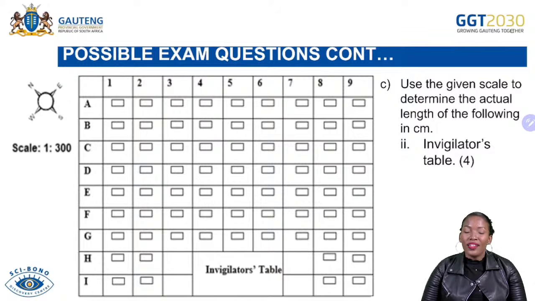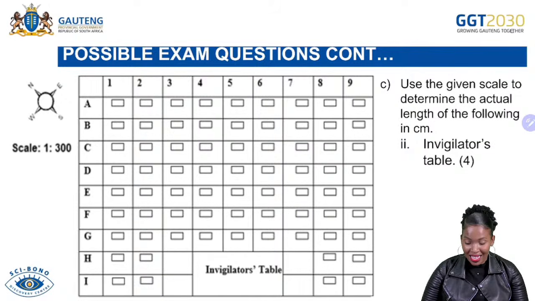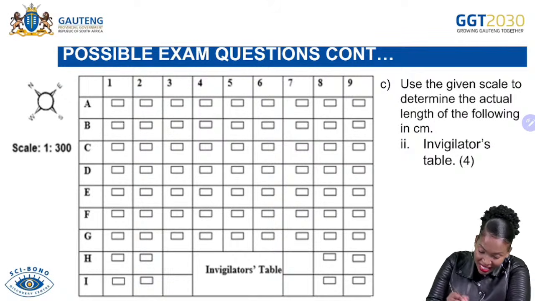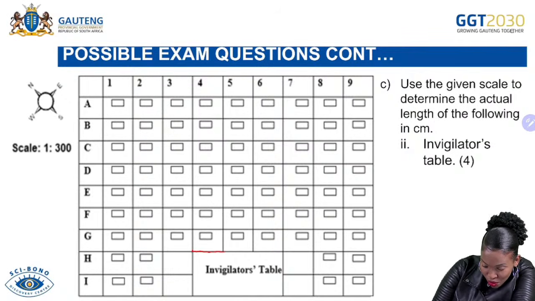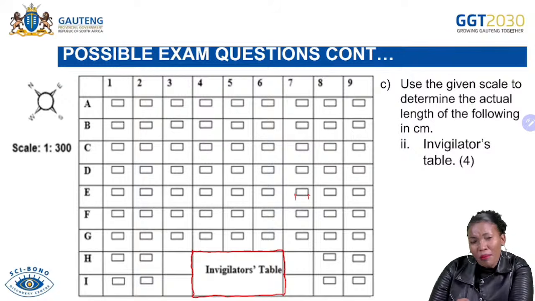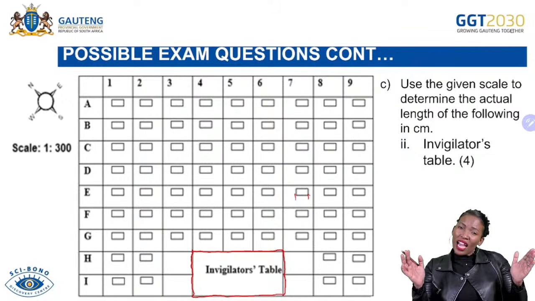Guys, I would have loved for you guys to try this one on your own. So this one, we have to use the given scale again to determine the actual length of the invigilators table. And here is the invigilators table, guys. This whole block, it is the invigilators table. And when they talk about the length, with that previous question, E7, I said the distance from here to there because they said the length. And then remember length, we are referring to the longer side.